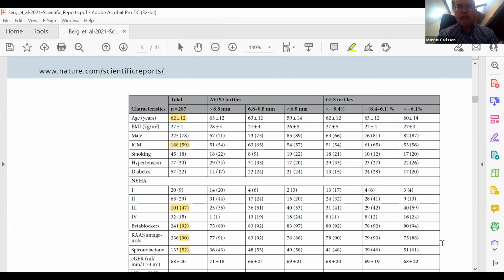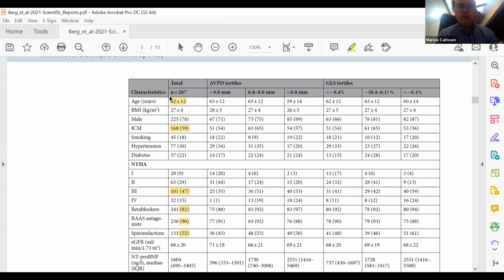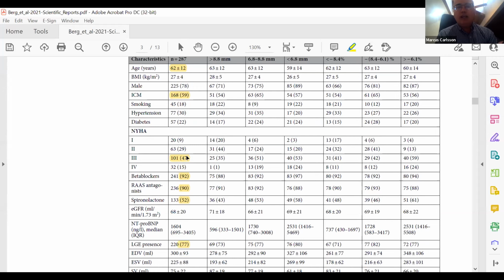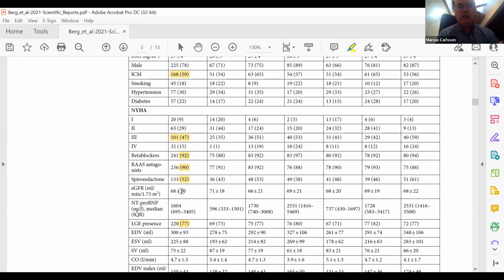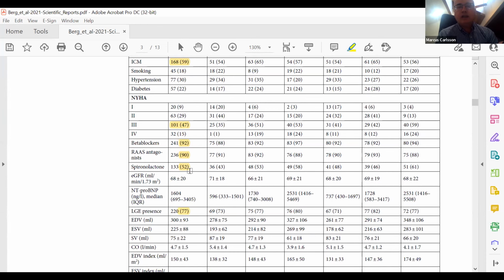If we look at the patient population, they had a mean age of 62 years, and more than half, 59%, had ischemic cardiomyopathy. Half of them were in NYHA class 3, so they were quite sick. A vast majority had optimal medical treatment at the time, with 92% on beta blockers and 90% on RAS antagonists. Half of them needed spironolactone. And this was before some of the newer therapies for heart failure were introduced. So at that time, this was optimal medical therapy.